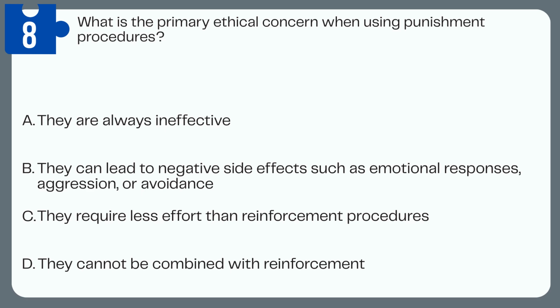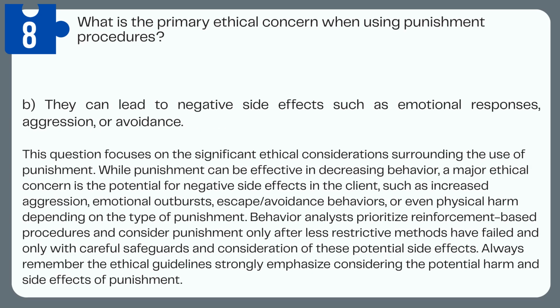Question 8. What is the primary ethical concern when using punishment procedures? A. They are always ineffective. B. They can lead to negative side effects, such as emotional responses, aggression, or avoidance. C. They require less effort than reinforcement procedures. D. They cannot be combined with reinforcement. Answer: B. They can lead to negative side effects, such as emotional responses, aggression, or avoidance.